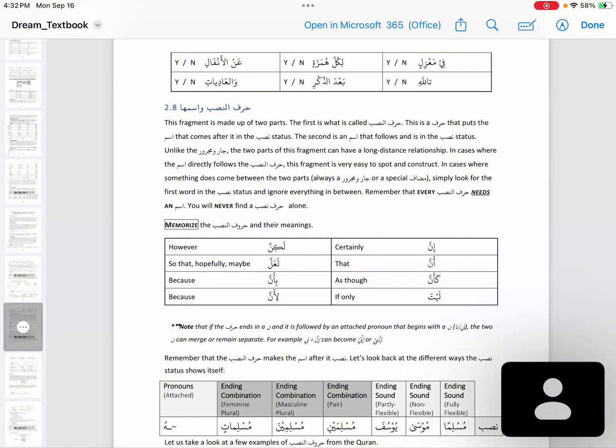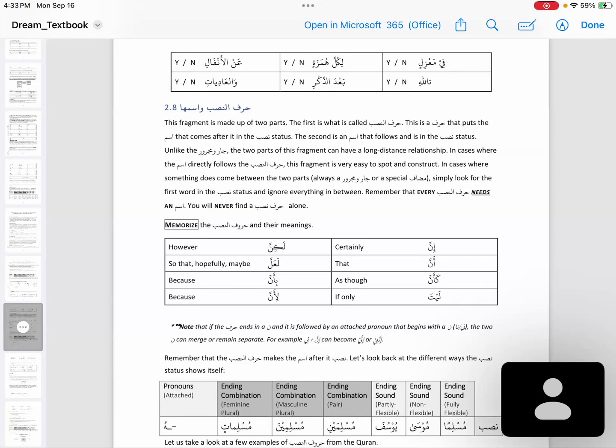There is, however, a slight difference. Unlike the Jar Majroor, where the fragments have to be right next to each other with no gap between them, Harf Jar and its Ism have to be right next to each other. But Harf Nasab and its Ism can have a gap, like there is Harf Nasab, then there is another Ism, and then there is a third or fourth Ism that is in Nasab status, and maybe that is affected by Harf Nasab. So this cannot happen in Harf Jar and its Majroor. The Jar Majroor has to be right next to each other. But the Harf Nasab and its Ism can be apart. They can be many words apart. There can be few words between them.